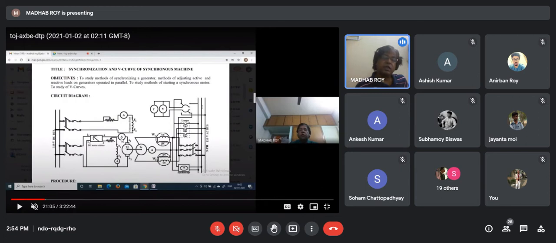Two ammeters are connected in the armature and the field, so that we can read the current, and the supply is taken from a 100 volt DC source. So if we run this DC shunt motor, this is a shunt motor, then we can drive the synchronous generator, as well as control the speed. Okay. So if we want to increase the speed, what should we do?